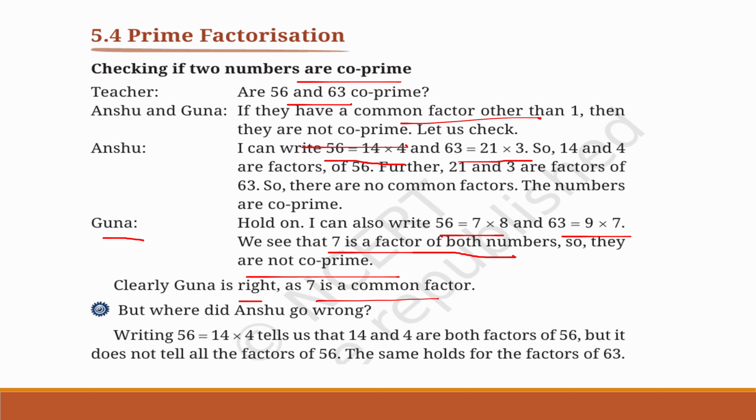But where did Anshu go wrong? Writing 56 is equal to 14 into 4 tells us that 14 and 4 are both factors of 56, but it does not tell all the factors of 56. The same holds for the factors of 63.